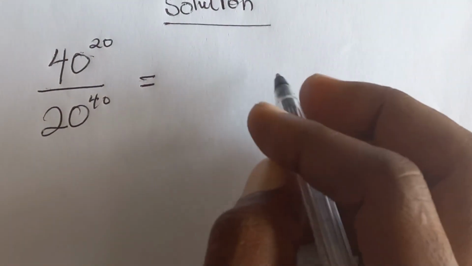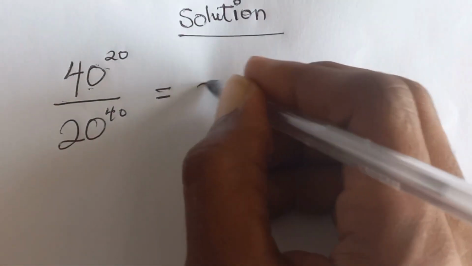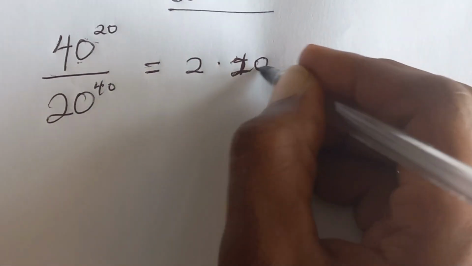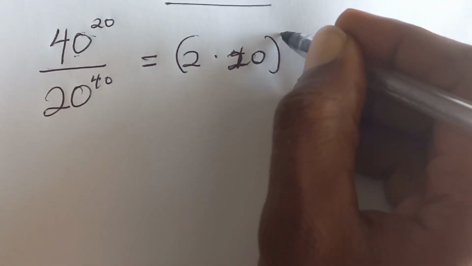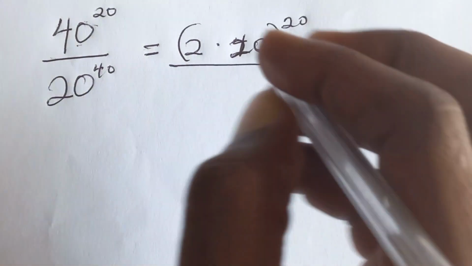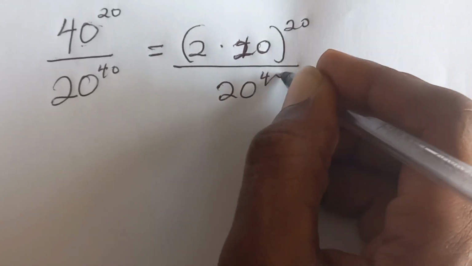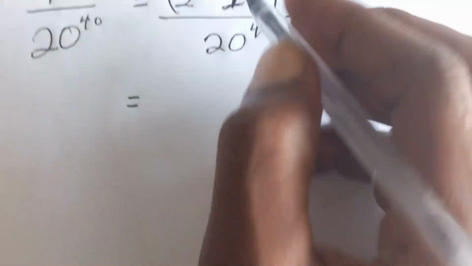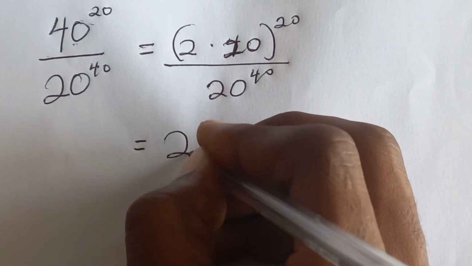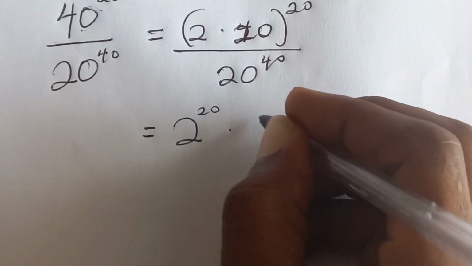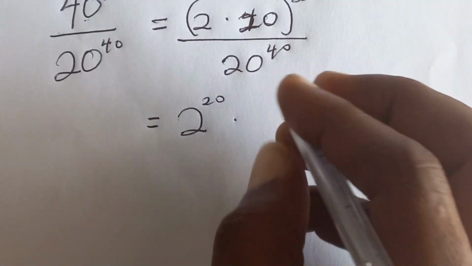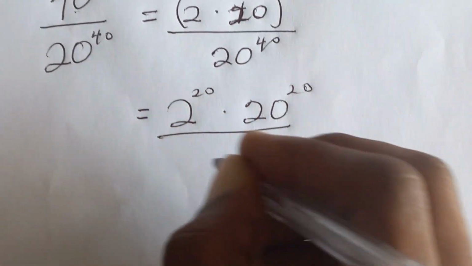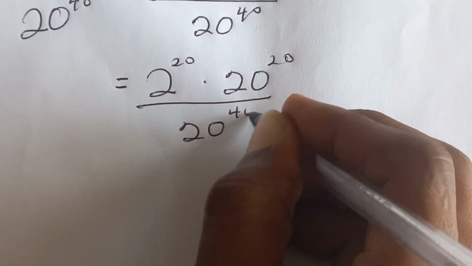So, with this, you can say that this 40 you can express it as 2 multiplied by 20, all into bracket exponent 20, on 20 exponent 40. Okay, so which is equal to, now this we can also express it as 2 exponent 20 multiplied by 20 exponent 20, on 20 exponent 40.